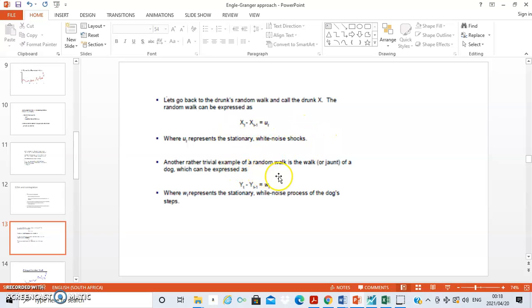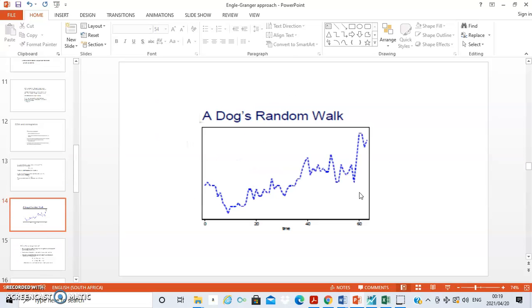Now let us say this random walk has a dog, which is expressed by yt. Yt minus yt-1 is equal to wt, where wt represents a stationary white noise process of the dog's steps. So we have the dog steps, and we also have the drunk steps. Let us go to that graph.